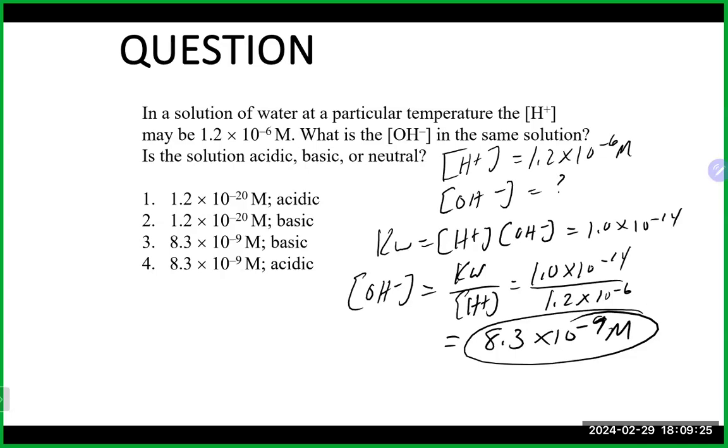If you didn't get that number and your calculator ran out of room, you got like 8 zeros and an 8 at the end, that's just because your calculator ran out of room, basically. So if you threw it in scientific notation, you will get the 8.3 part of it. Now, I guess that eliminates these two, right? So now we want to compare the H plus concentration to the OH minus concentration. And which one is larger in this case?